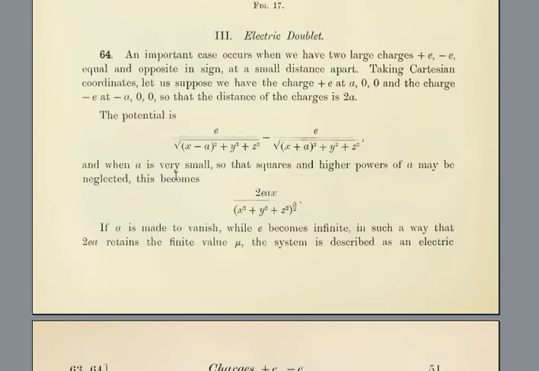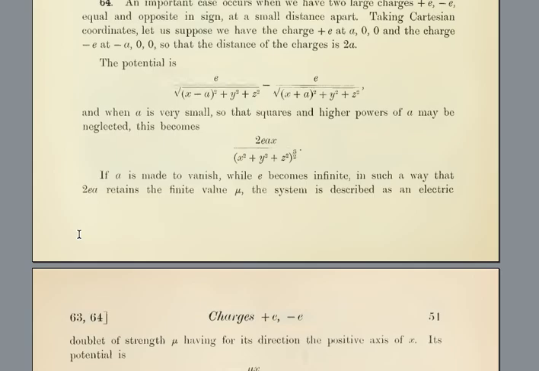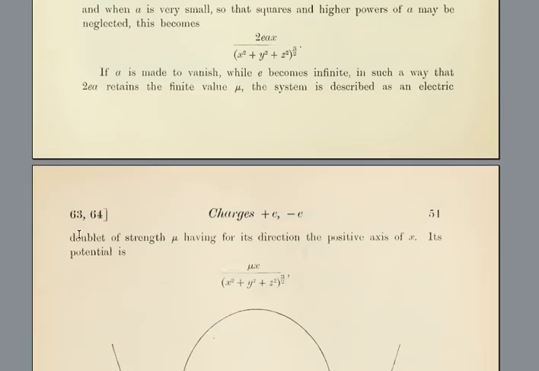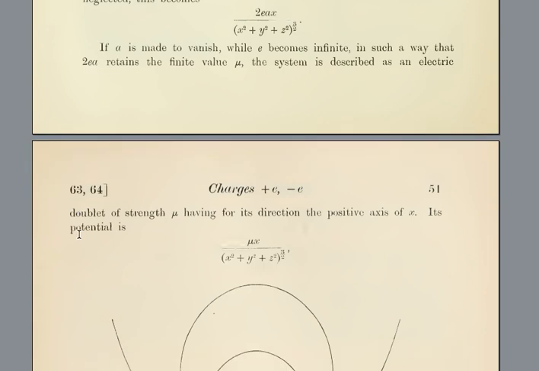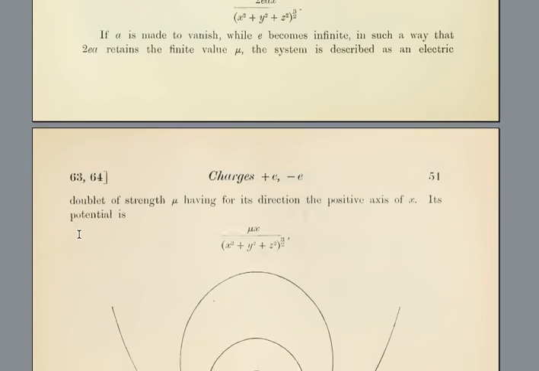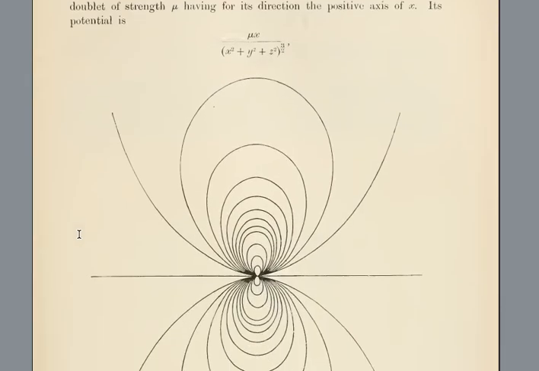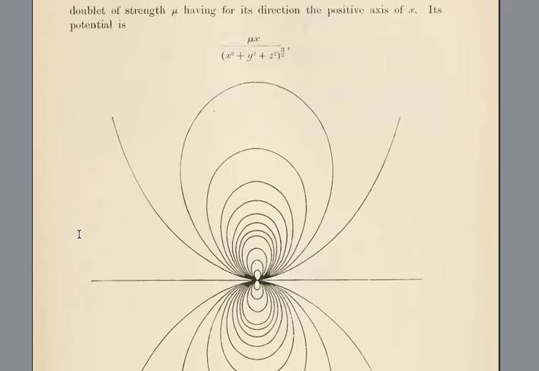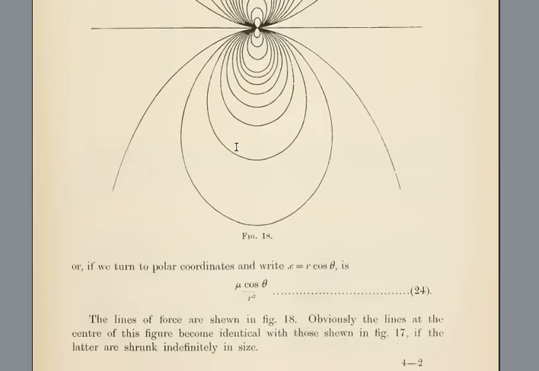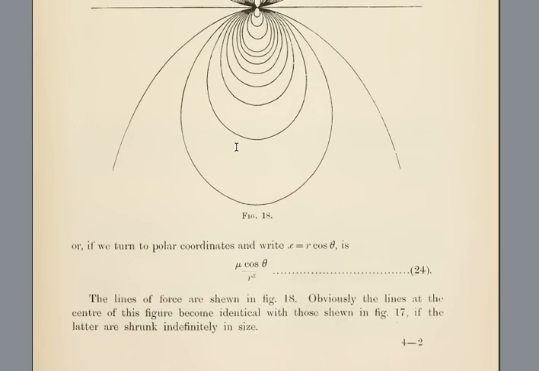When a is very small, so that squares and higher powers of a may be neglected, this becomes 2eax divided by (x² + y² + z²). If a is made to vanish, while e becomes infinite in such a way that 2ea retains the finite value μ, the system is described as an electric doublet of strength μ, having for its direction the positive axis of x. Its potential is μx divided by (x² + y² + z²). Or, if we turn to polar coordinates and write x = r cos θ, the potential is μ cos θ divided by r². The lines of force are shown in the corresponding figure.